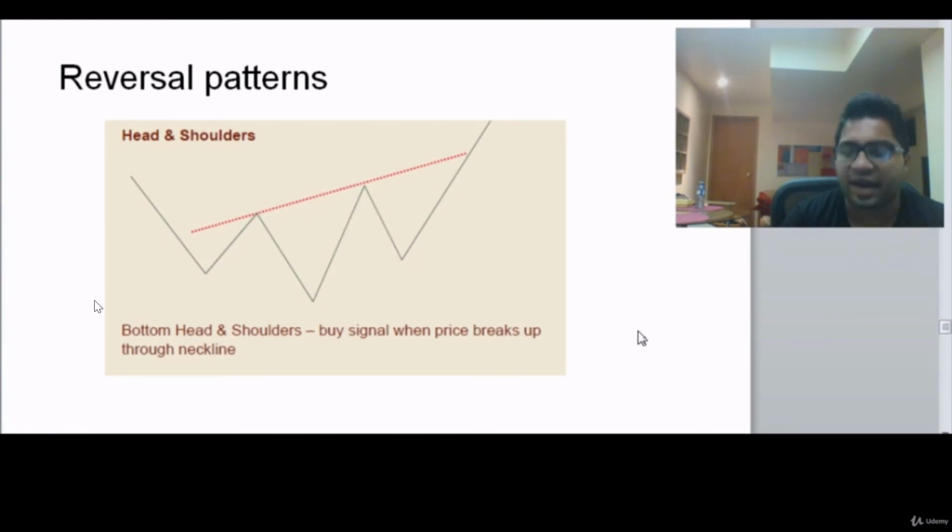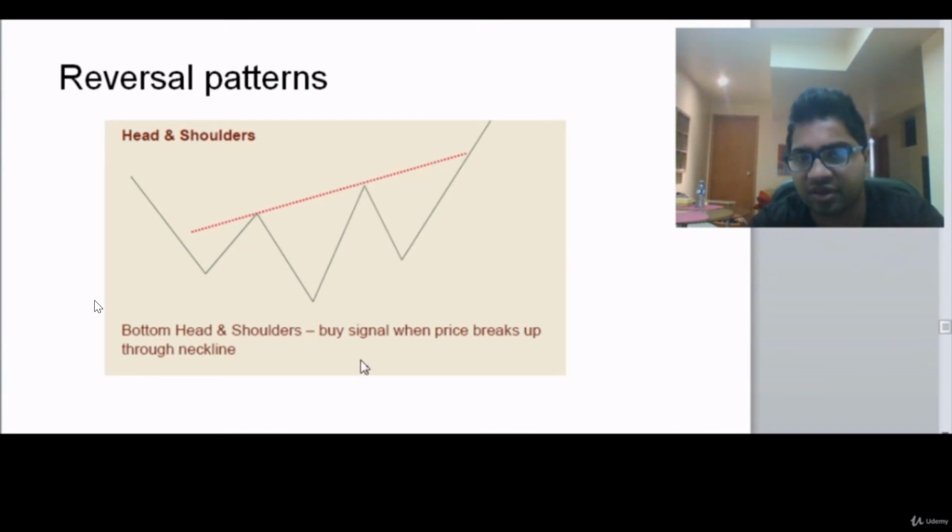Now there are two patterns in charts: reversal patterns that indicate reversal of trend, and continuation patterns. Continuation pattern indicates that the trend is continuing. Now head and shoulder is a reversal pattern.